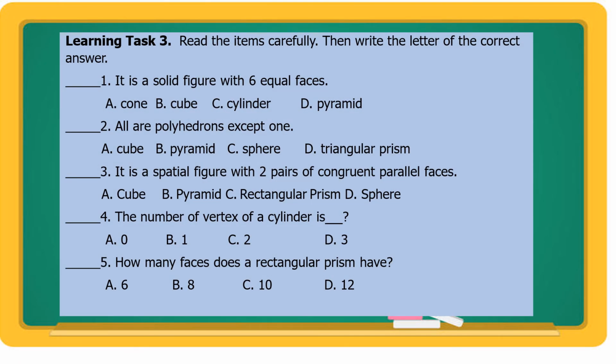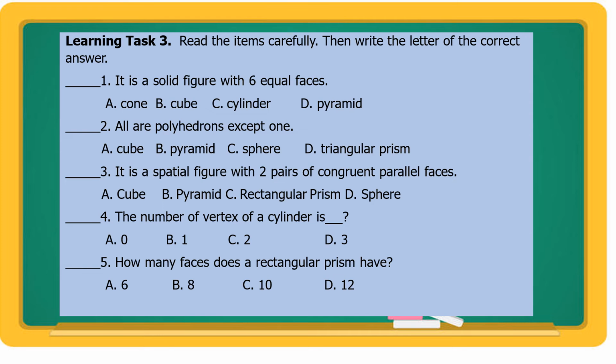This time, let's have learning task number 3. Read the items carefully, then write the letter of the correct answer. Number 1, it is a solid figure with 6 equal faces. What is that? A, cone, B, cube, C, cylinder, D, pyramid. Number 2, all are polyhedrons except one. A, cube, B, pyramid, C, sphere, D, triangular prism.